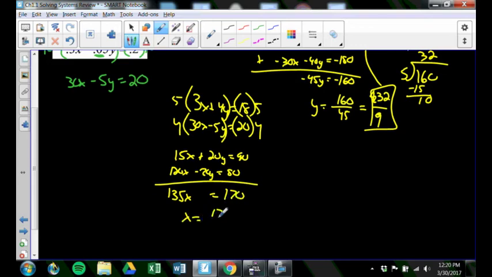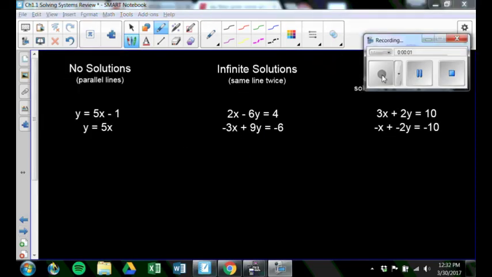So x equals 170 over 135, which I could also reduce to 34 over 27. If I divide the top and the bottom by 5, yeah, that was way less embarrassing that time. There, clear fractions, clear decimals, deal with it.